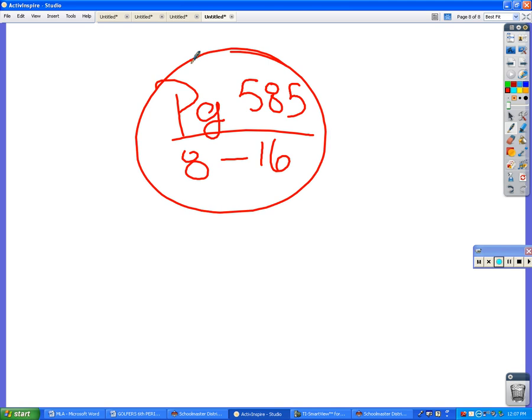Okay, now these say funny instructions, like solve by graphing, solve using elimination. Don't worry about that, just solve.